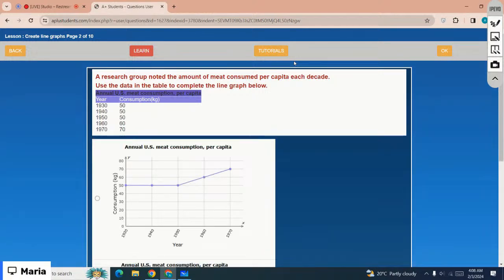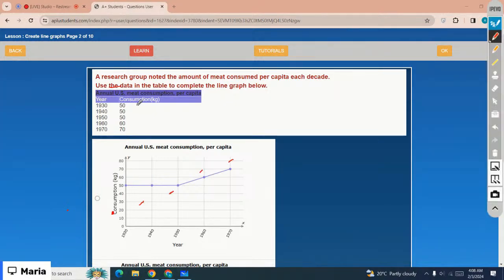A research group noted the amount of meat consumed per capita each decade. Use the data in the table to complete the line graph below. Okay, year 1930, that is 50. Okay, let's just match with the first graph, right? In 1930, that is 50 kg. Here is 1930, here is 50. In 1940, that is again 50. In 1950, that is again 50. In 1960, that is 60.